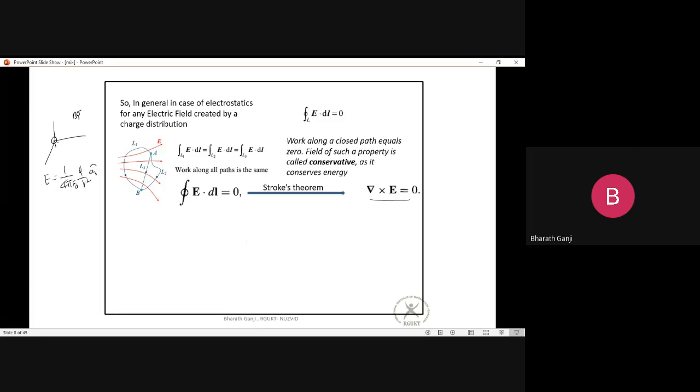in which they have given various electric fields, and they have asked which of these is an electrostatic field. So the solution is simply that you need to take the curl of the electric field and check which one is equal to 0. Okay. And in fact this principle is not a new one.